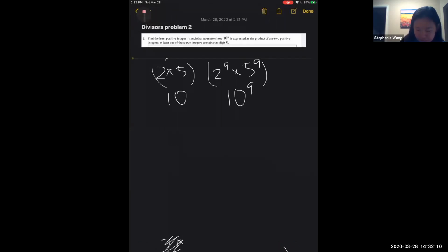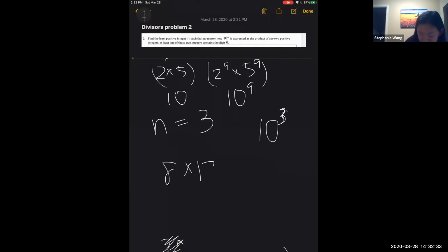So let's assume that n is equal to 3, okay? Let's assume that the minimum value of n is 3. So then we want to find two numbers that when you multiply them together, you get 10 to the power of 3. But at least one of the factors has to have a 0 in them. So let's think about it. If I multiply 8 times 125, that would equal 1000, except none of these have zeros in them. So that would be wrong. So 3 doesn't work as n.